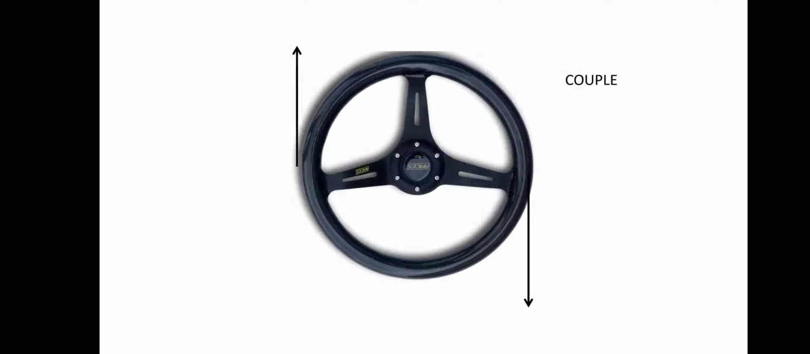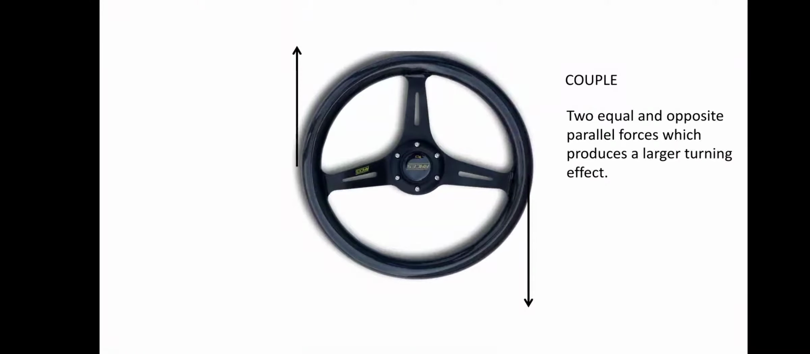A couple is two equal and opposite parallel forces. If you see here, these are equal but opposite in direction, and they are parallel to each other. Two equal opposite parallel forces produce a larger turning effect. If you rotate the body by applying a single force, it will rotate by some amount, but when you apply a couple, the turning effect on that body will be more.